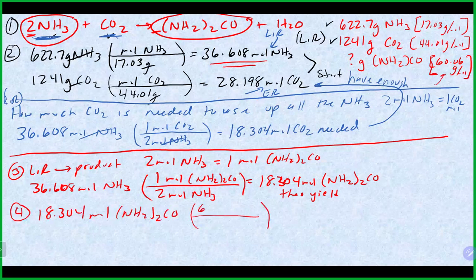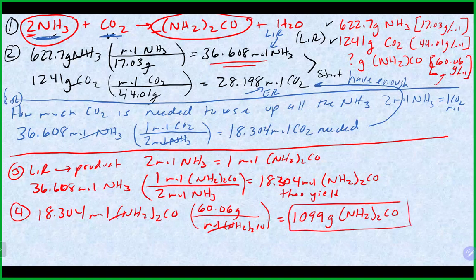Again, like normal, if you were not given it, you would need to calculate it yourself from the periodic table. Moles are going to cancel, and we'll take that times 6006. Gives us approximately 1099 grams of our product here. It looks like everybody's about 4 sig figs, so that would probably be all right in this case. And this would be our theoretical yield in grams.